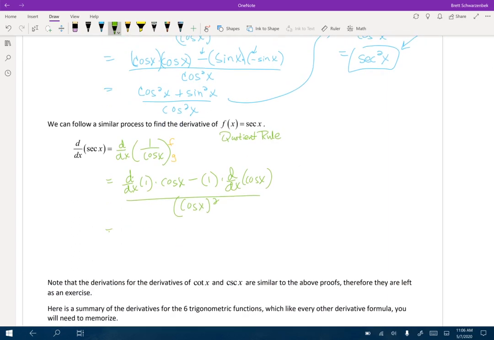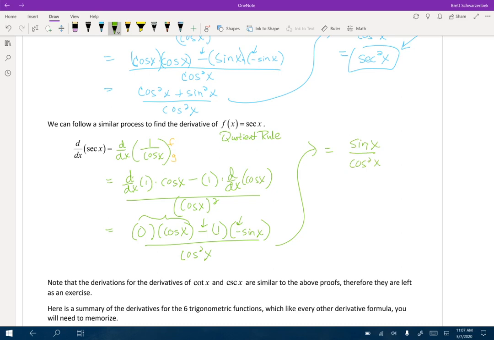All right, so lucky enough here, the derivative of 1 is 0. So we're going to get 0 times cosine, and then minus the derivative of 1 times the derivative of cosine, which is negative sine, all over cosine squared x. Okay, moving over here. So this whole thing here becomes 0, and the two positives cancel each other out. So we get a very bizarre answer of sine over cosine squared. So just FYI, technically this is the derivative of secant.